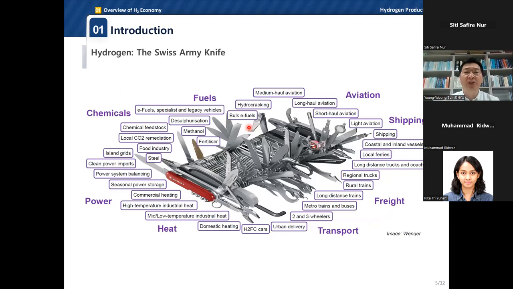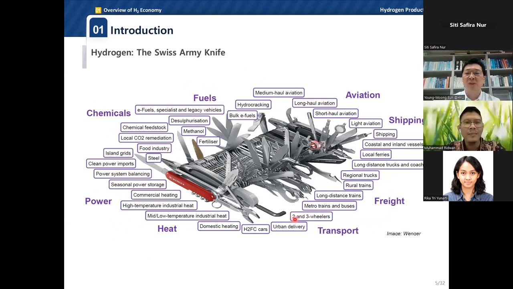So hydrogen is kind of a Swiss Army knife. You can see over here fuels and chemicals, and also power and heat, and transport over here, and aviation and shipping over there. So many applications for hydrogen exist right now. But the problem is that the price of hydrogen is not cheap, but very expensive in the world.